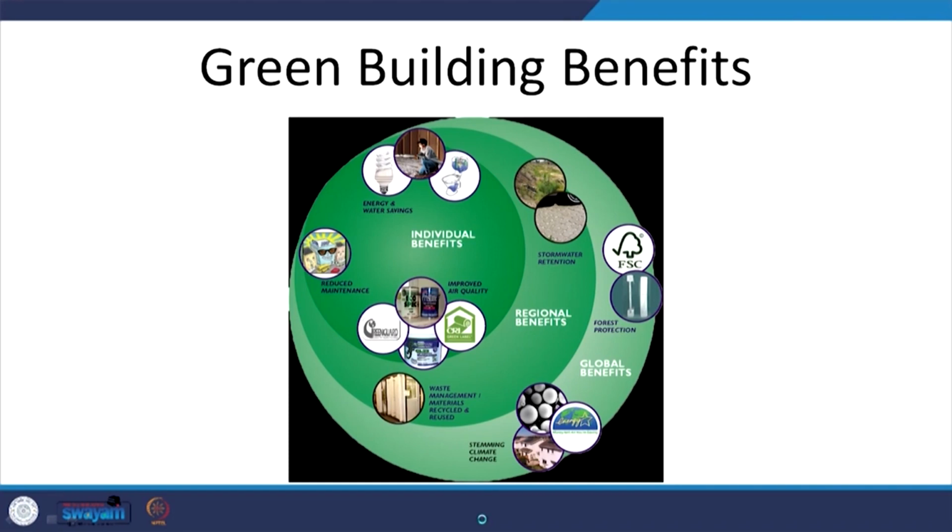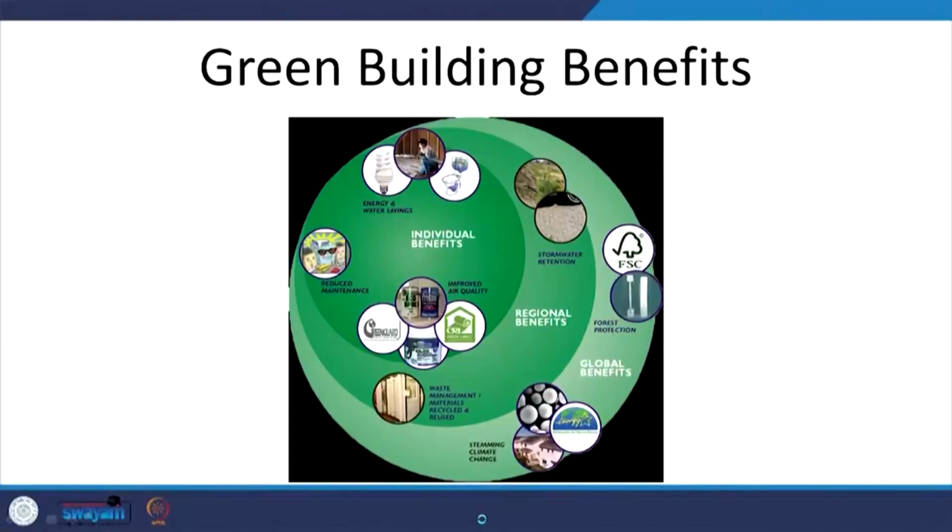If we look at the benefits of green building, it is not just because the entire green building rating program measures, monitors and verifies the performance of the building. Green buildings come with a lot of benefits. There are individual benefits, there are regional benefits, and there are global benefits. At the individual level, it reduces the bills for energy and water, it improves the air quality, and it reduces the maintenance which is required.